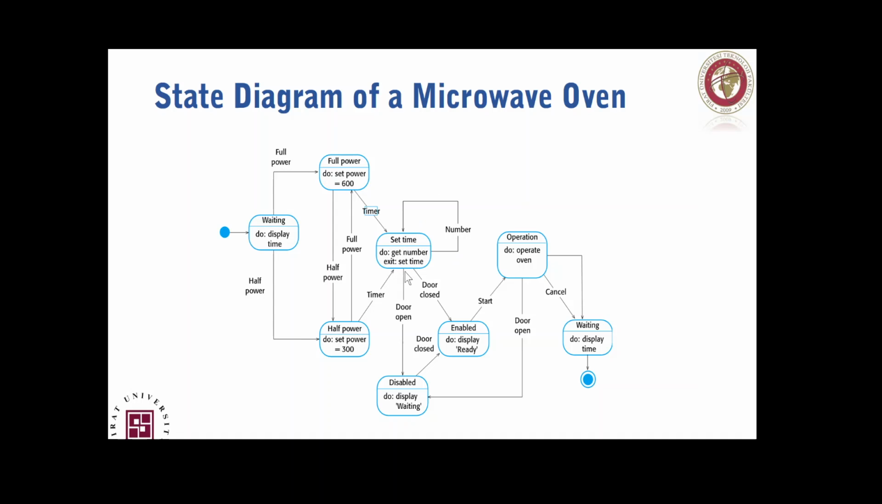After that, if the door is open, it will not start, for safety reasons. If the door is closed, it will enable the microwave and start operating until the time is over, or until you open the door, or until you cancel. Once the operation is done, it gets back to the initial state, and this is the final state. This is exactly the behavioral diagram, represented by a state diagram of moving from one state to another.